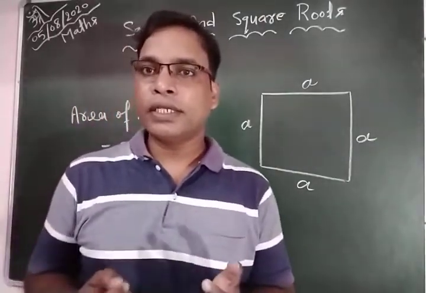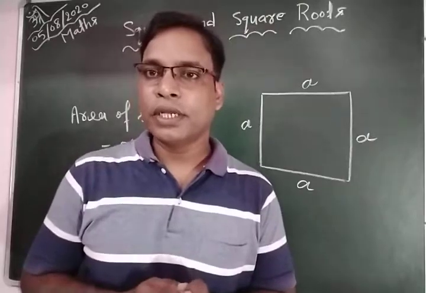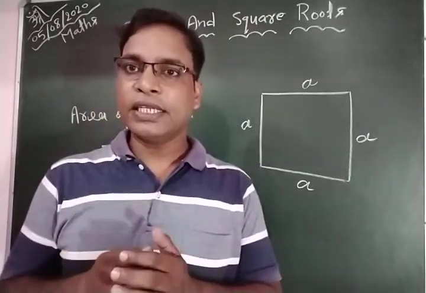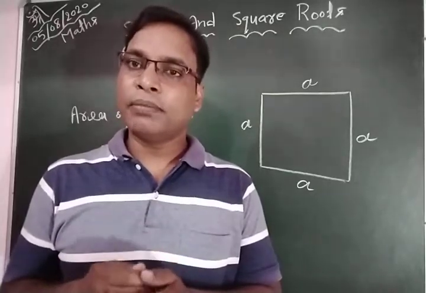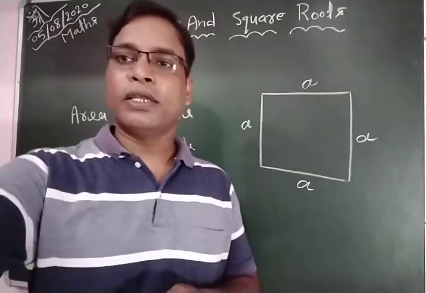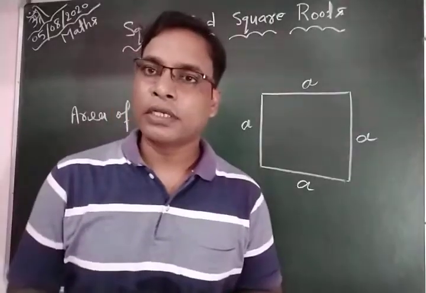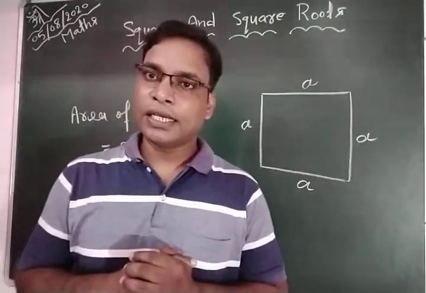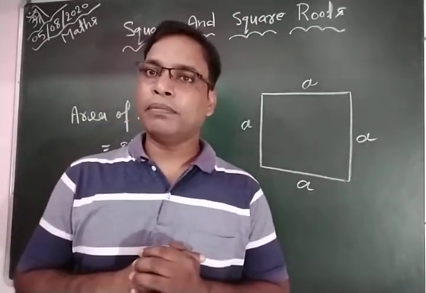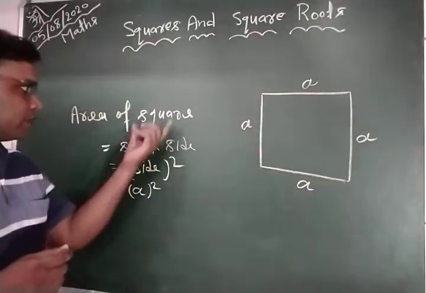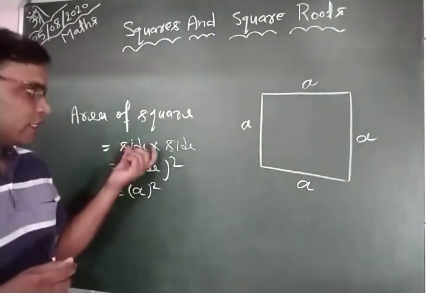So what are square numbers? The square of a number is the product of the number by itself. Just as the area of a square is side into side, the square of a number is the number into itself.